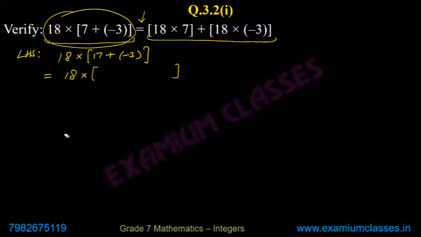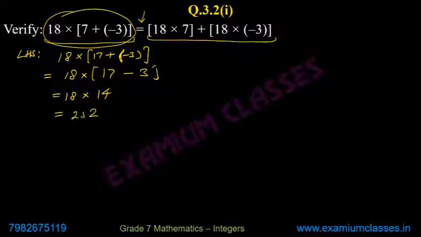That means you have to solve the brackets first. It will be 17, and then the bracket has an invisible multiplication sign. It means plus into minus will be minus 3. That is 18 into, within brackets you will solve 17 minus 3, 14. Now you will multiply. Okay. 18 fours are 72, 18 ones are 18, plus 7, 25.